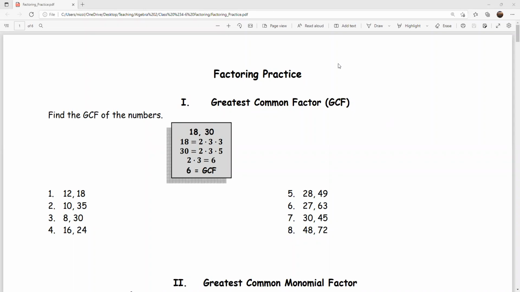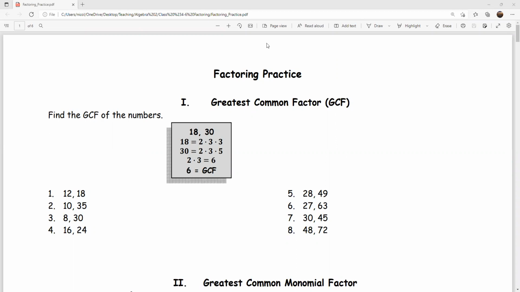So now we're going to get into factoring. Factoring is basically if you take something apart, you're taking problems apart, and when you multiply them, you get back to where you started. So that's pretty much what factoring is. It says find the GCF of the numbers.